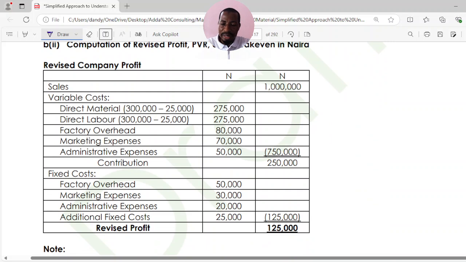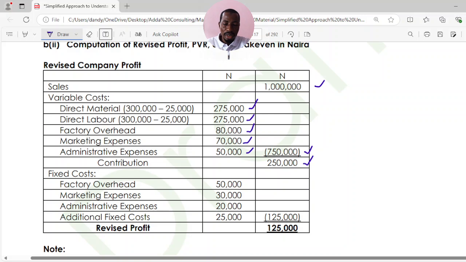Sales value remains the same. However, my direct material has reduced because we are saving 25,000. It has reduced to 275,000. The same thing applies to direct labor of 300,000. We are saving 25,000, so that has reduced to 275,000. Every other figure under variable cost remains the same. Therefore, the total variable cost now is 750,000. 1 million minus 750,000 will give us a new contribution margin of 250,000 naira.